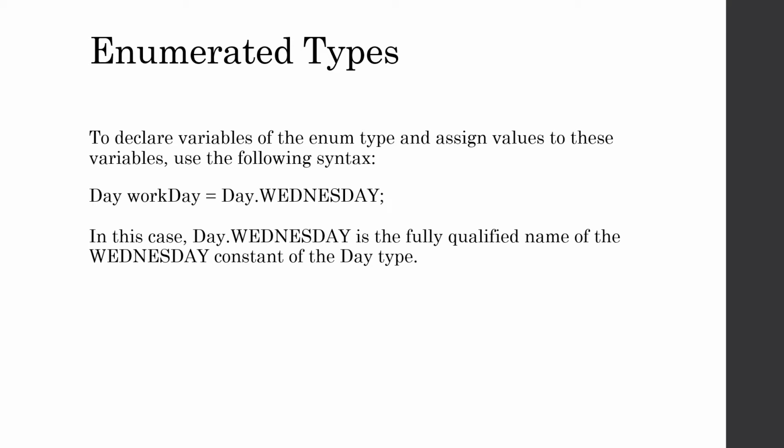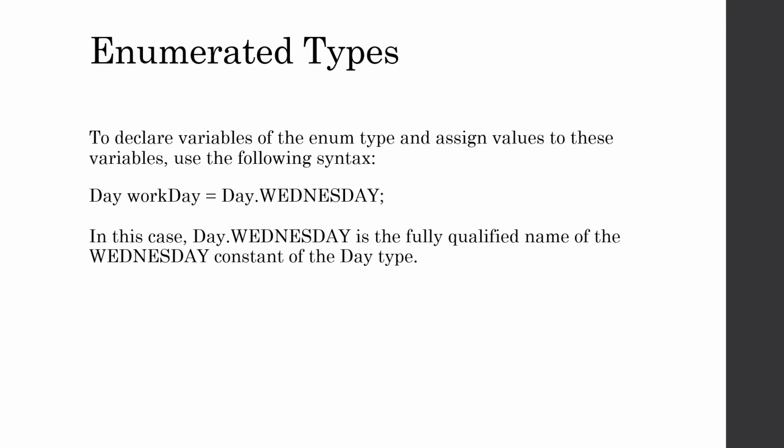We still have the assignment operator. And then when we want to go ahead and assign one of these constants to it, we want to make sure that we understand that that constant is coming from the day enum. So we're going to go ahead and specify that essentially as the scope of that constant. So we're going to say day.Wednesday. In this case, that day.Wednesday that we see right there is going to be the fully qualified name of the Wednesday constant of the day type.